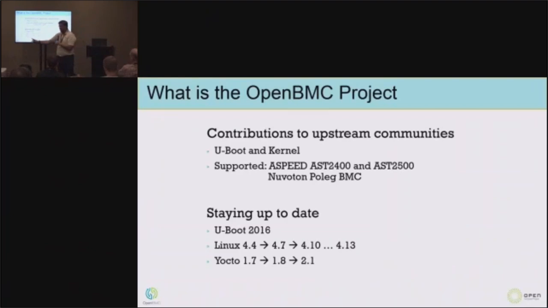For the Linux kernel, we started off at 4.4, went to 4.7, and we're at 4.10 now. Linus put out 4.13, and there's starting to be a discussion about what we need to do in order to get our kernel pointing to the 4.13 tree. Yocto, same thing. The build was at 1.7, then 1.8, and now we're at 2.1. So this is a constantly updated project.